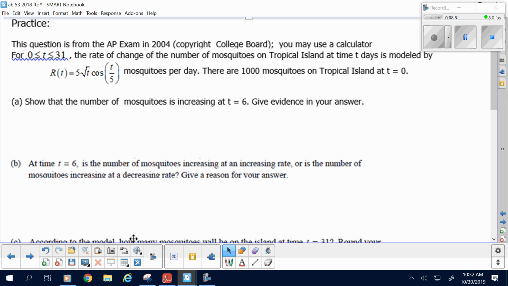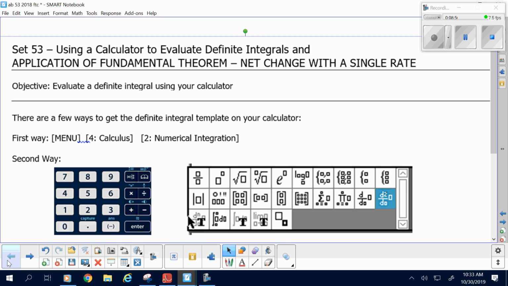Let's go to 53. Do you have the notes for 53? They're blue? Okay, cool. Okay, the first part is super duper softy, log toss kind of thing. It's using your calculator to evaluate a definite integral. You'll need a graphing calculator out. Get a graphing calculator out, please.